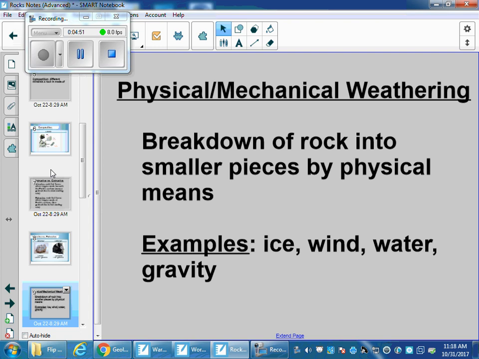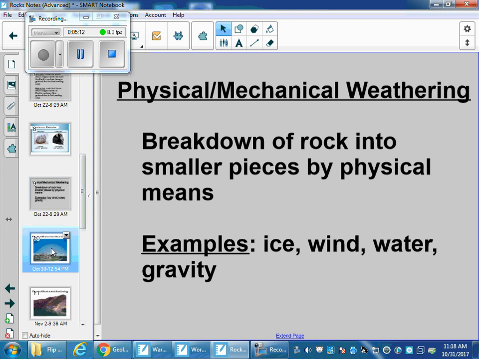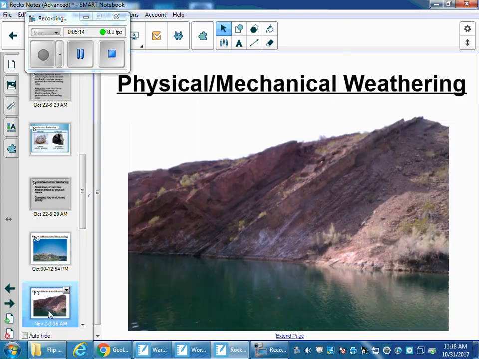This can happen when ice thaws and freezes, and that action can actually break apart different rocks. There's wind, water, gravity, like having rocks fall. All of those types of things would break a rock into smaller pieces. Here's a picture showing physical and mechanical weathering. This rock basically over on the right here is falling down, and when that's happening, it's breaking apart into smaller pieces.